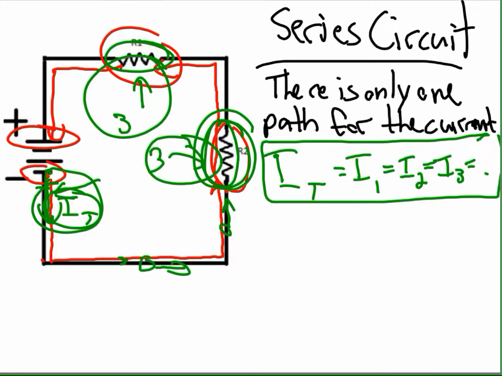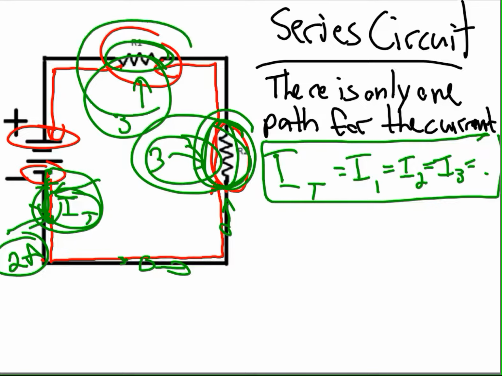Now this is hugely important because the major thing this is telling us is if you know the current at one spot in a series circuit, you know it everywhere in a series circuit. So if I were to tell you that the current here was, let's say, 2 amps, you can immediately tell me that the current through here and the current through here was also 2 amps. Okay? Simple enough.